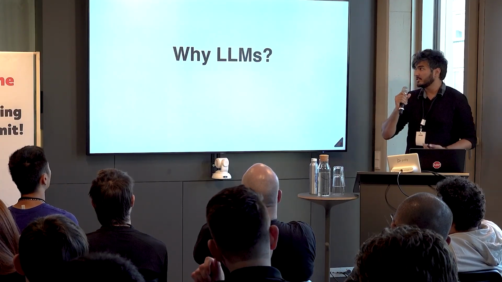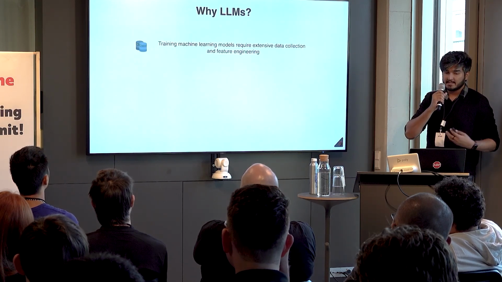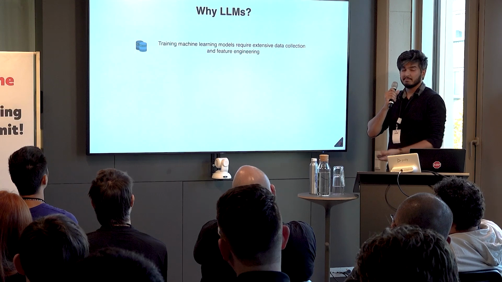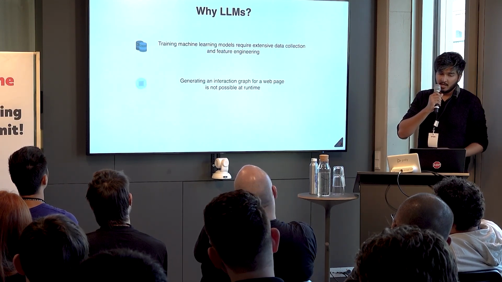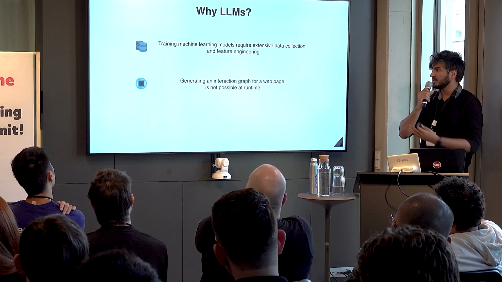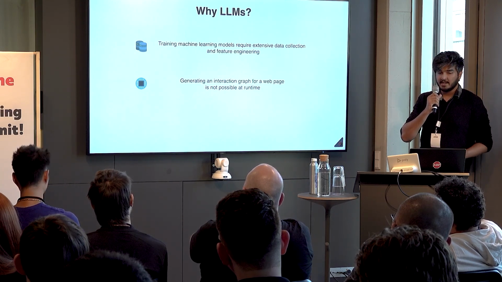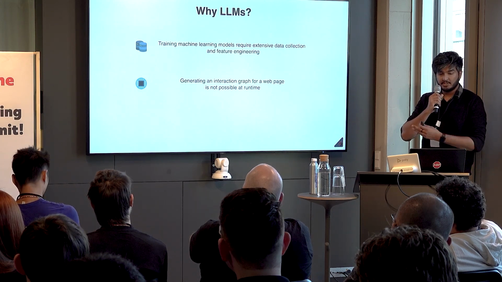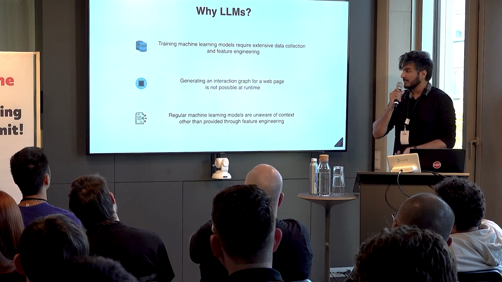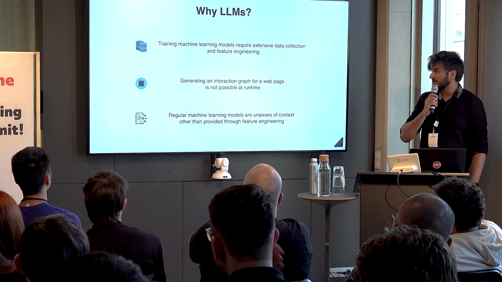So if we already have these machine learning solutions, why do we need LLMs? Training machine learning models requires extensive data collection and feature engineering. I was part of the team that worked on WebGraph, so I have first-hand experience with this kind of problem. Generating an interaction graph for a web page while the page is loading is also not possible. AdGraph tried to do that, but the performance implications were too large. WebGraph switched to a completely offline generation of rules for filter lists. And finally, regular machine learning models are not aware of any context other than what is provided to them through feature engineering.